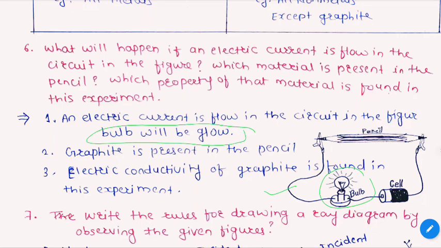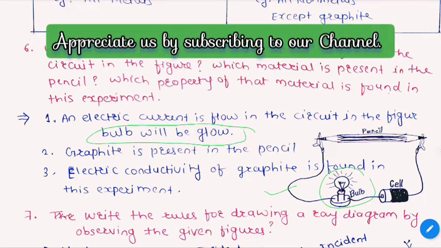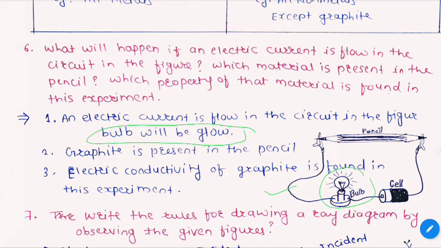Graphite is present in the pencil, and the electrical conductivity of graphite is found in this experiment. The third question, which property of the material is found in this experiment? The electrical conductivity of graphite is found in this experiment.